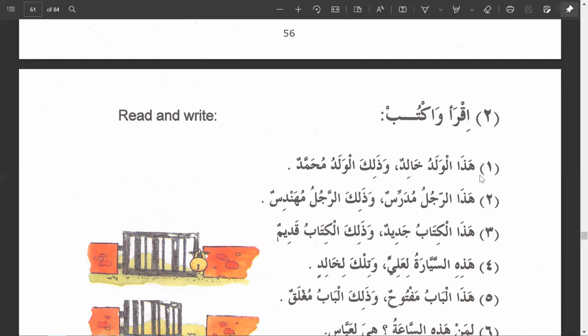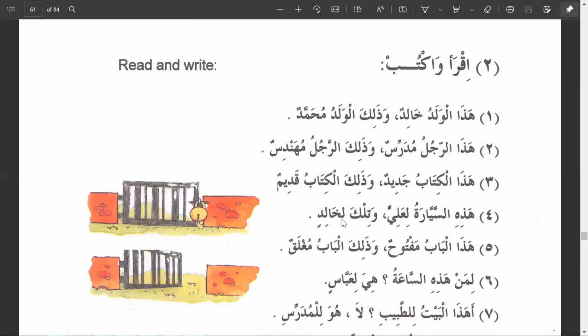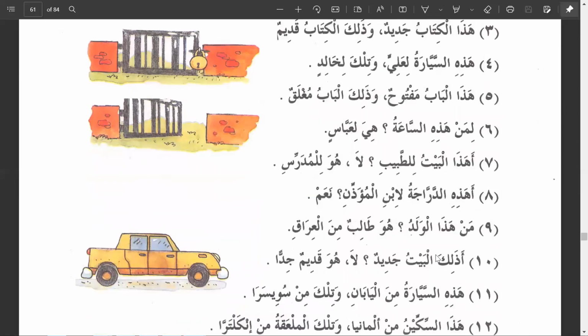You just need to find out the fragments in these sentences. Which type of fragment? For example, let me tell you, hadha al-waladu Khalidun, wa dhalika al-waladu Muhammadun. So hadha and badal al-waladu, right? So this is a pointer fragment. You are going to circle it and write over here, pointer fragment. And if you find something like li Khalidin, this type of fragment, you are going to write jar majroor. So the first five sentences of page 57 is your homework.